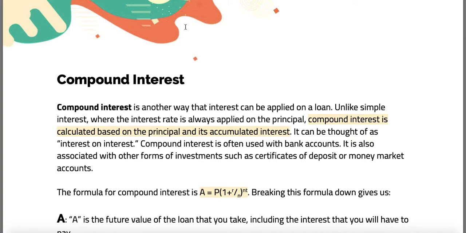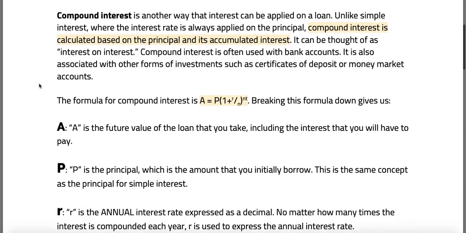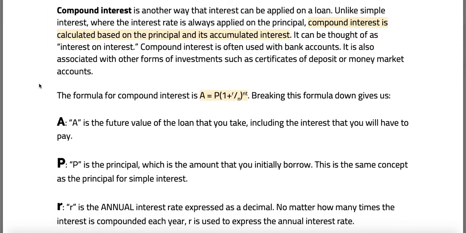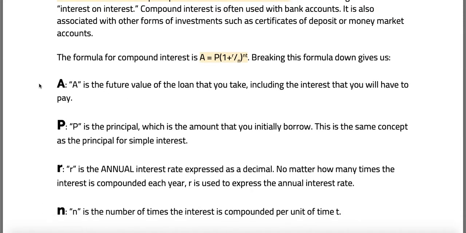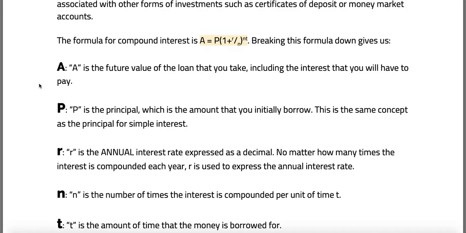And this is often used in scenarios such as with your bank account, home loans, etc. Now, the formula for compound interest is A equals P times (1 plus R over N) to the power of NT. Now, here, A is not the interest. Instead, it's the future value of the loan that you take, including the interest you have to pay. In other words, if you just want to get the interest, you would do A minus P.